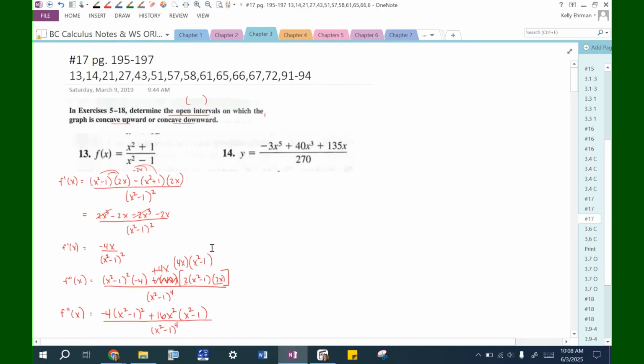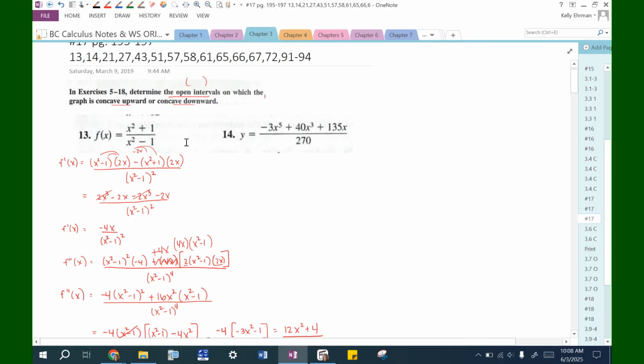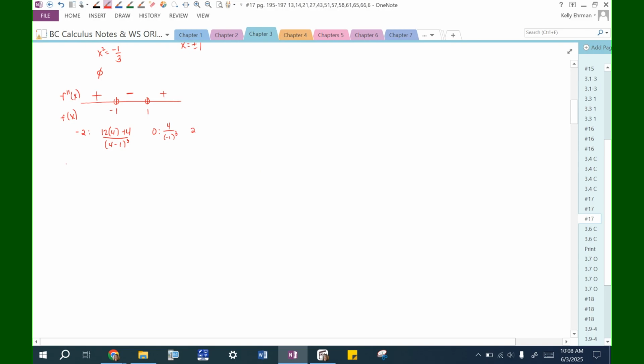All right, so finally, I want to double check this. Open intervals. Oh, it wasn't asking for points of inflection. Sorry. So concave up or concave down. So f of x is concave up on negative infinity to negative 1 and 1 to infinity. You need to justify, or just get in the habit of justifying. So it's because f double prime of x is greater than 0. It's positive.